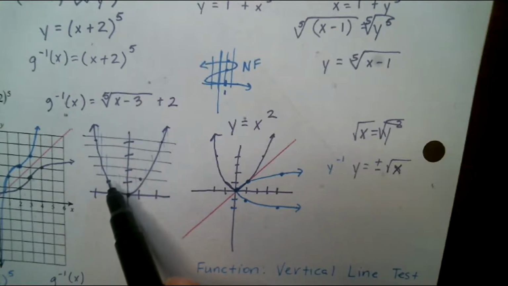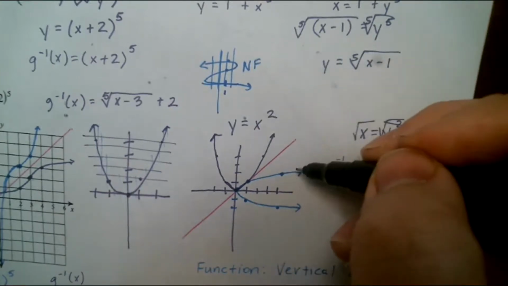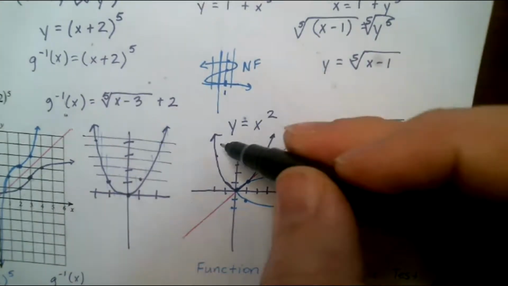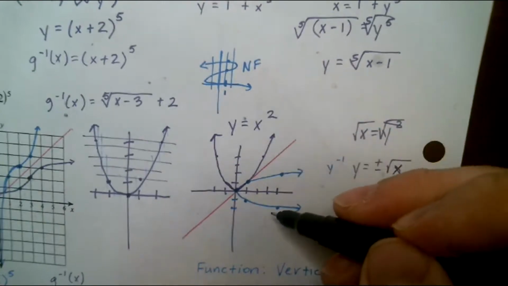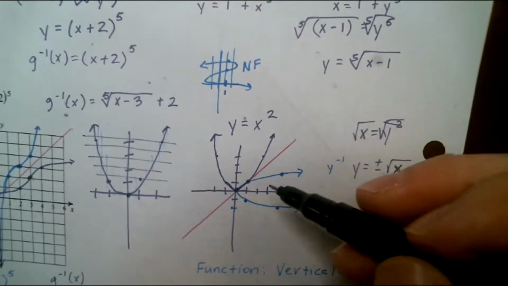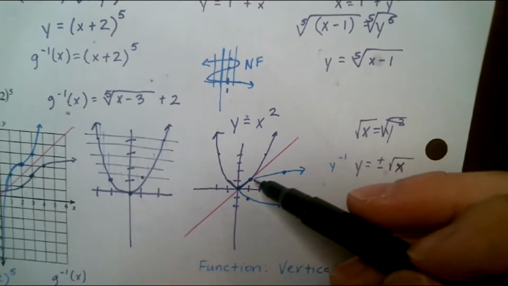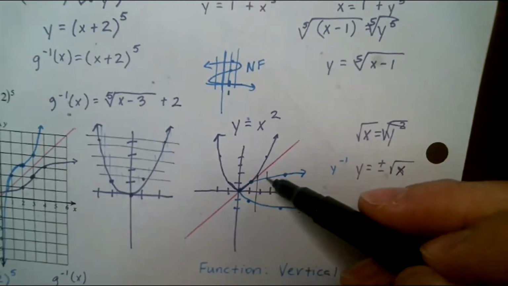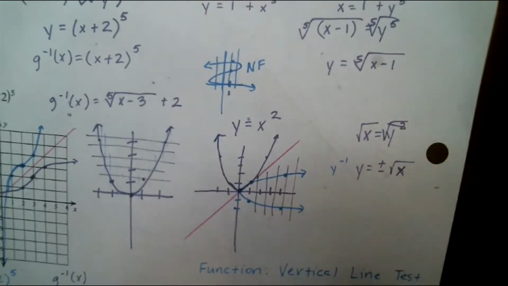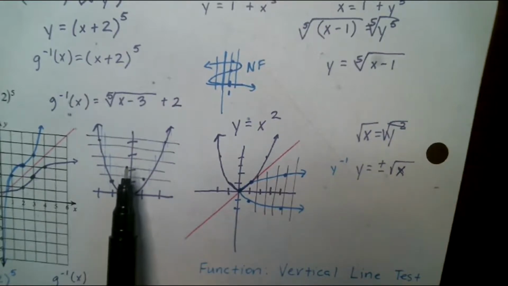Now, we prove that here. Here is the function. Here is the inverse. Notice here, would this pass the vertical line test? It would not. So that backs up the horizontal line test here. Okay?